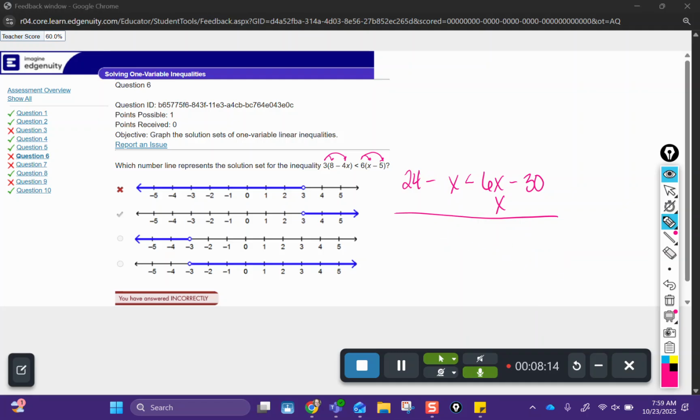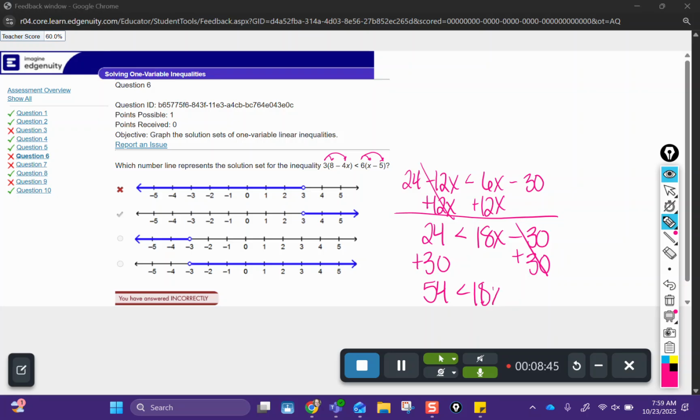Look what I did. I went to distribute. I did 3 times 8. I got 24. I did not do 3 times 4 to get 12. I'm still going to add 12x to both sides since the 12 is negative. That's going to give me 18x minus 30. Adding 30 to both sides, we're going to get 54 is less than 18x.